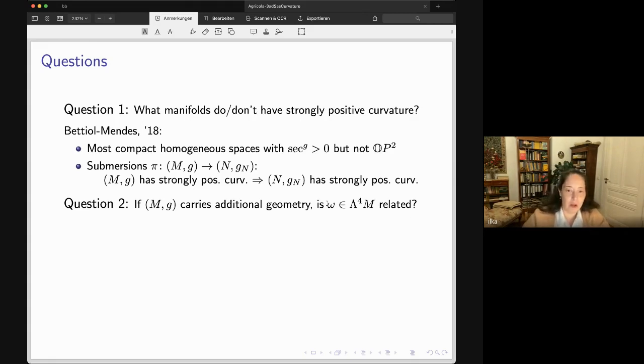Okay. So how do we get omega? This is really what we want to look at.